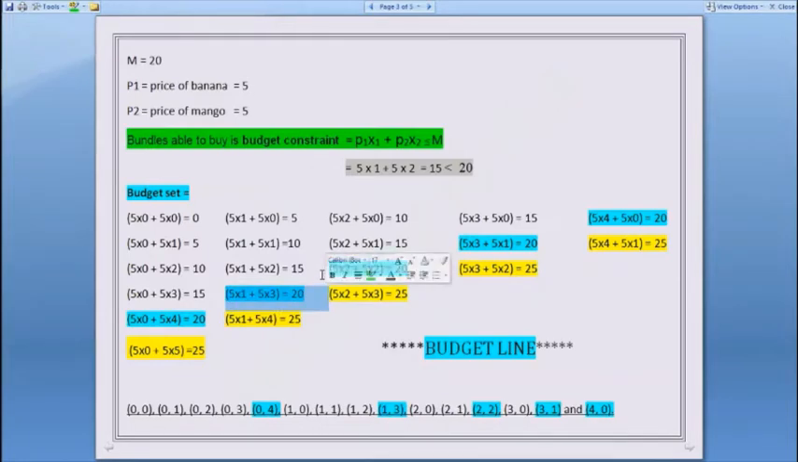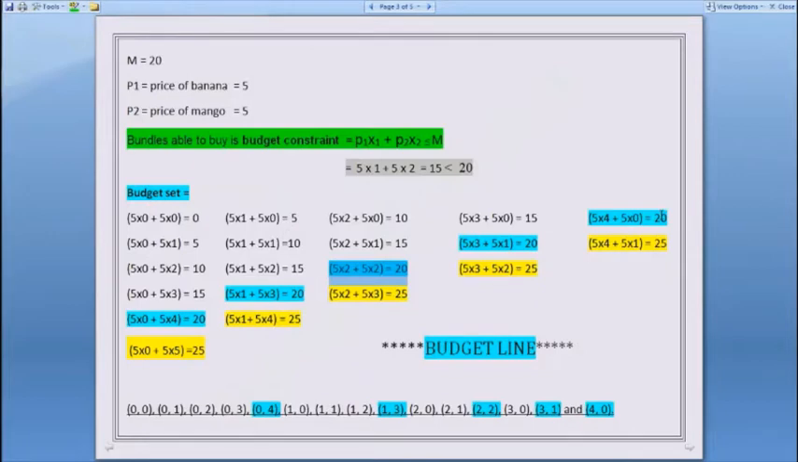rupees. Or 2 and 2, also you can spend all your amount of money. 3 and 1, also all the amount of money. 4 and 0, you buy only banana and no mangoes, there also you can spend all the amount of money that you have. These are the budget set. So the budget set is nothing but the possible combinations of two goods that the consumer can buy, can consume, he can afford from his income m, and the given prices of these two goods.